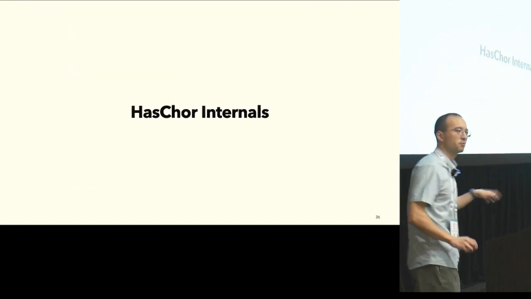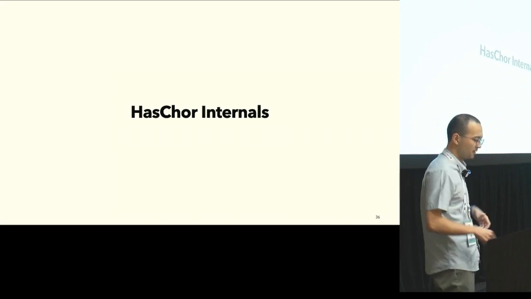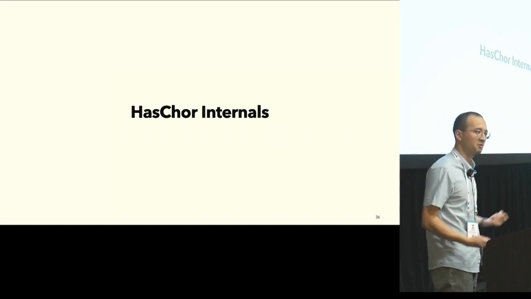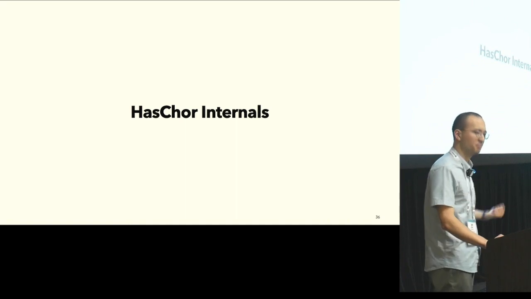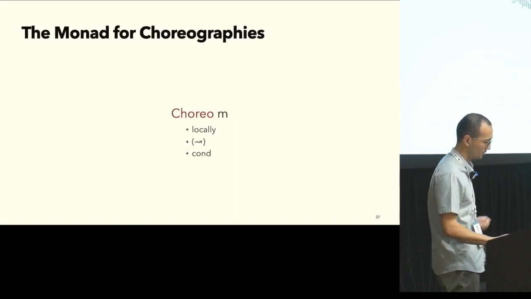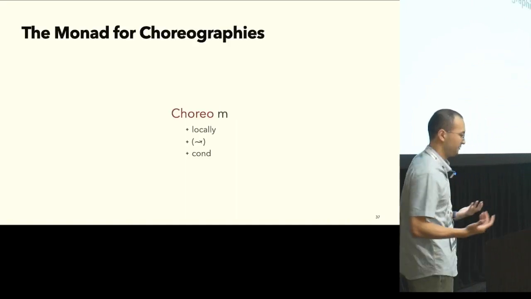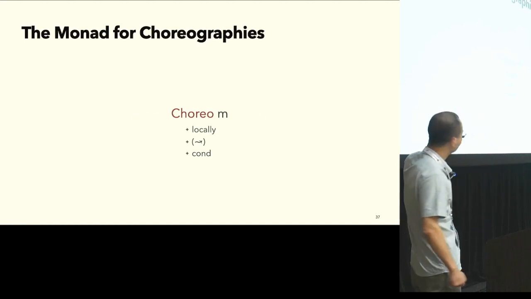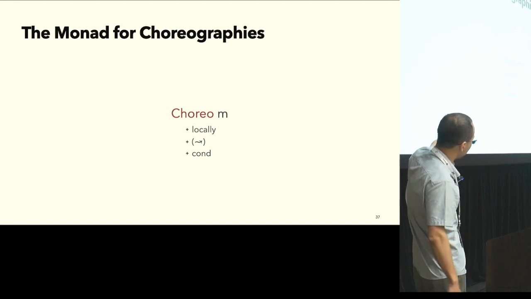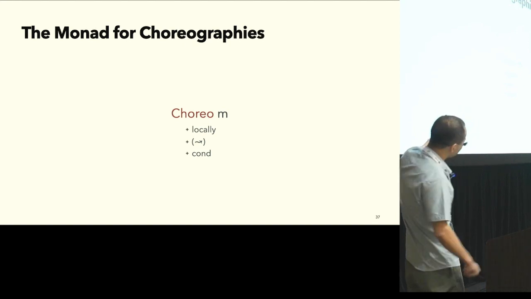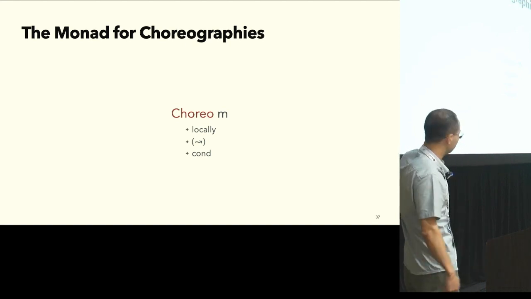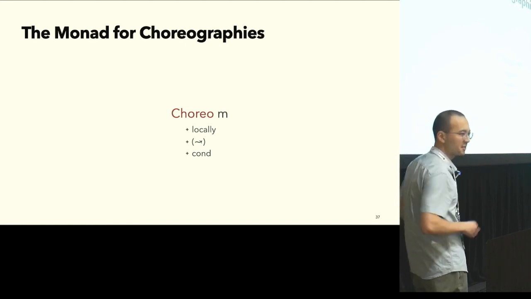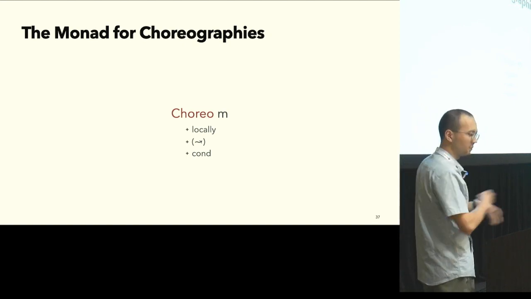Now let's switch gears to talk about HasChor internals, and in particular, how endpoint projection is implemented. As we saw before, the programming model of HasChor is structured around this Choreo monad, which has these 3 effects or operators: locally for doing a local computation, com for communicating a message between locations, and cond for conditionals.